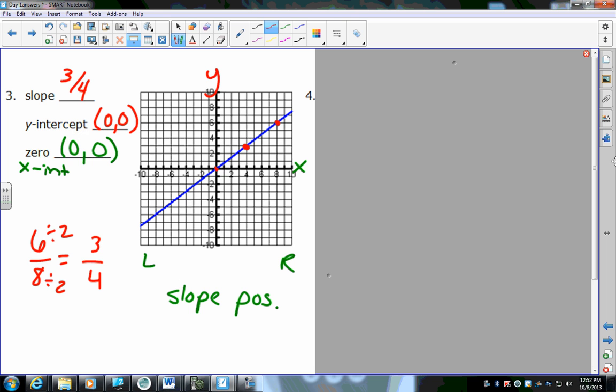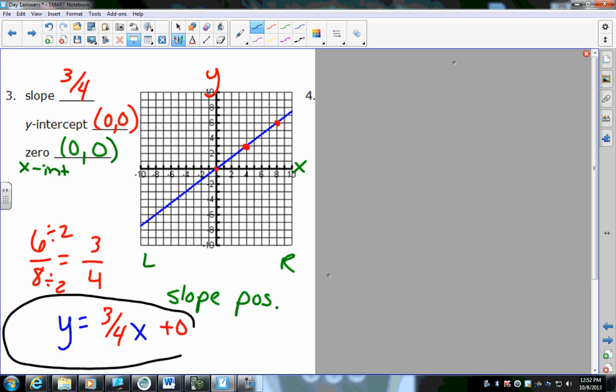Now my equation, y equals, you have to use your slope, 3/4 x, and then your y-intercept. Well, my y-intercept is 0. This is one way it could be written, but most likely on a multiple choice test, the equation is going to be written y equals 3/4 x, like this. It's not going to put the plus 0 on there. If there's nothing added or subtracted at the end, that means that it's 0.